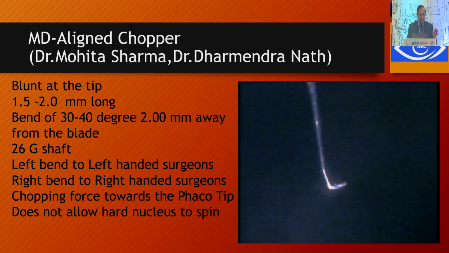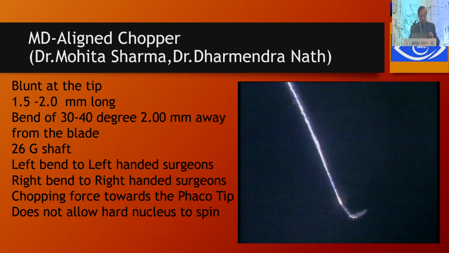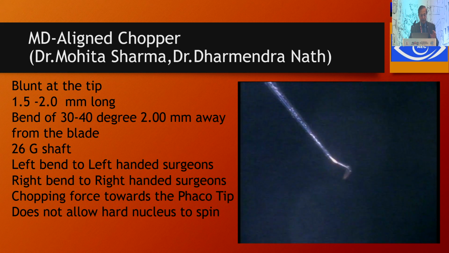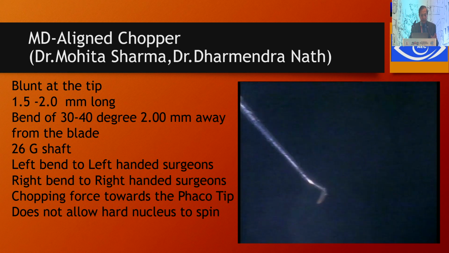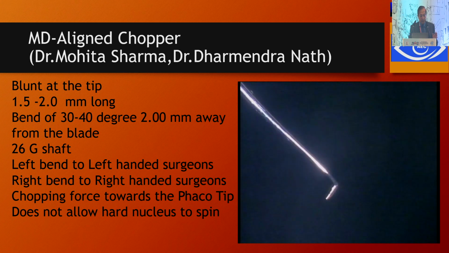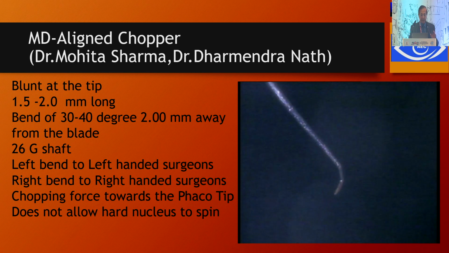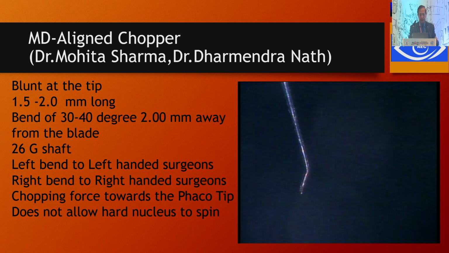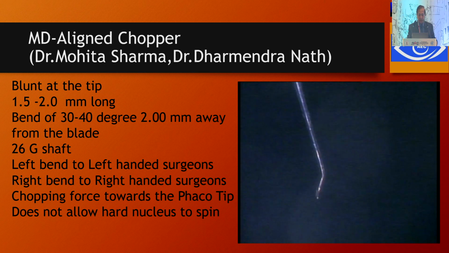So the align chopper was designed by us. It has a blunt tip, 0.5 to 1 millimeter, or 2 millimeter long. The blade is bent at 30 to 40 degrees, 2 millimeter away from the blade, and it is a 26 gauge shaft. A left-handed surgeon has a left bend, and a right-handed surgeon the right bend. So this is the three-dimensional picture.